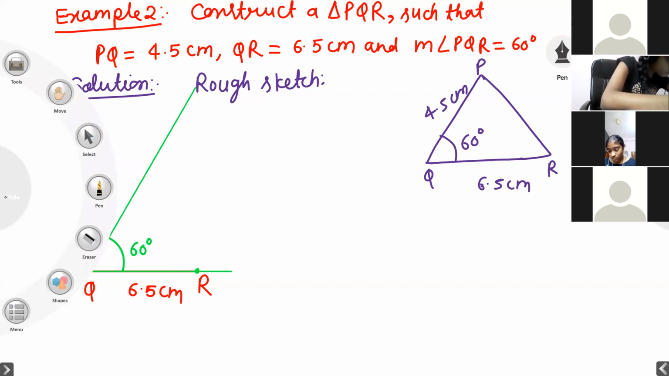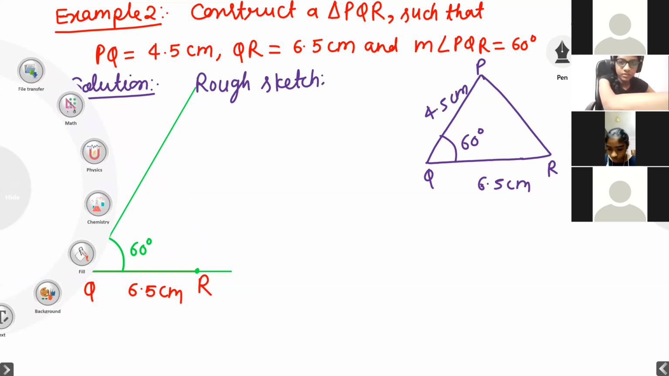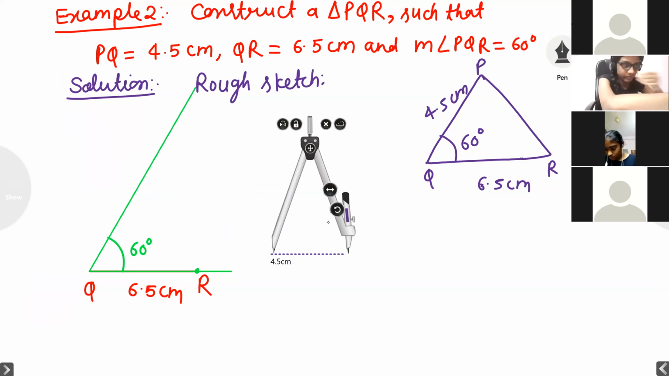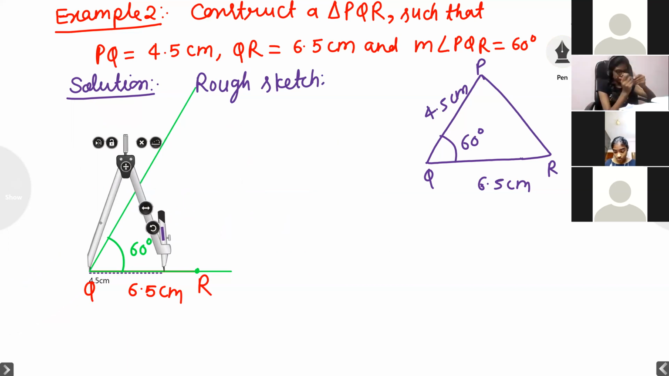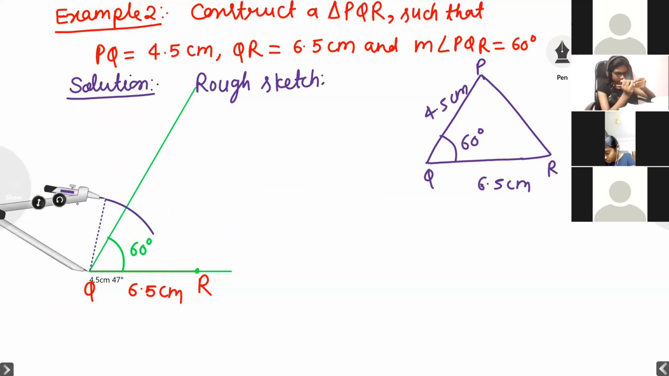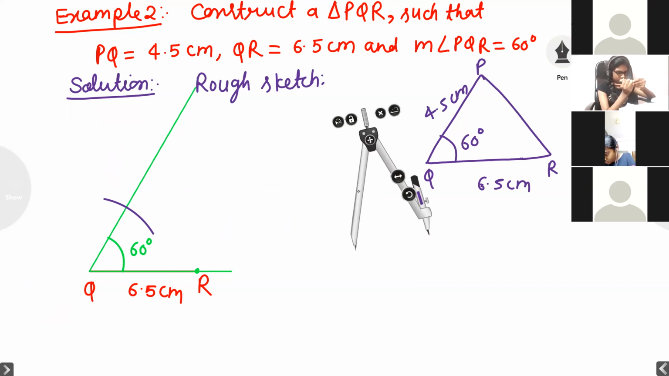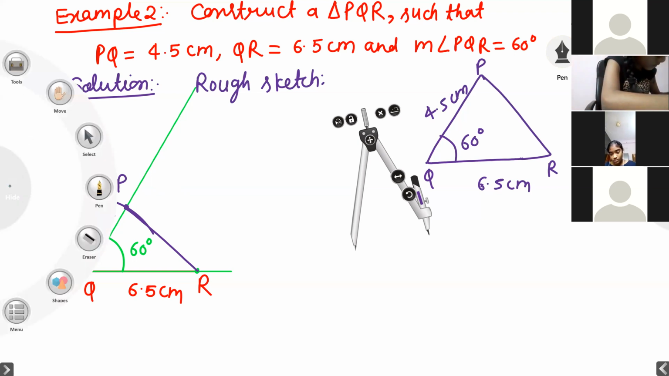Now take Q as a center, draw an arc of radius 4.5 centimeter at point P. Now this point name is P. Now join point P and point R. Now I want to measure the length of PR.